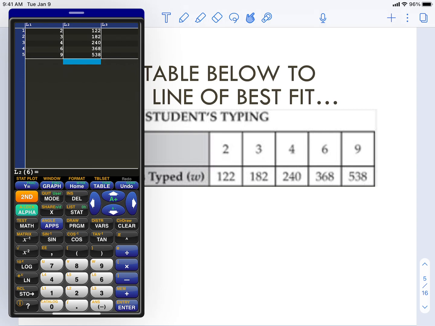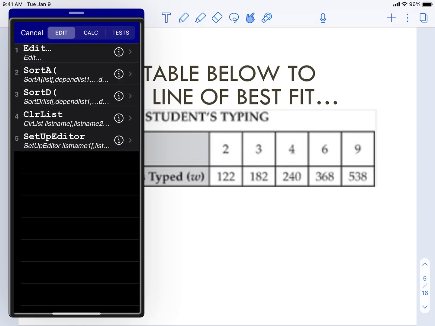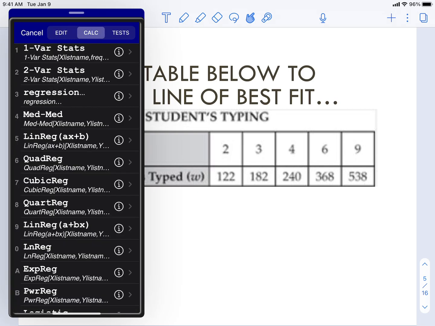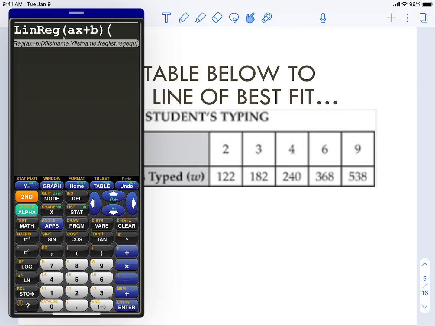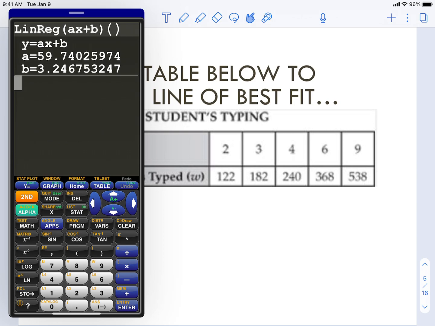Now we go back to the Stat. Hit the Stat button again, scroll to the right to the Calc menu, and you want to go down to where it says Linear Regression, or LinReg, so the fifth option. And depending on yours, you should just have to hit Enter a few times maybe, and you should get something that looks like this. It might have a little more information than mine, but this is the stuff that you need, just the A and B values.